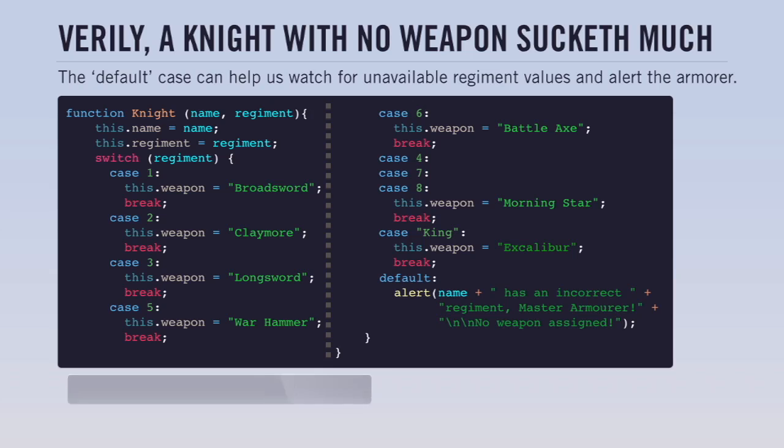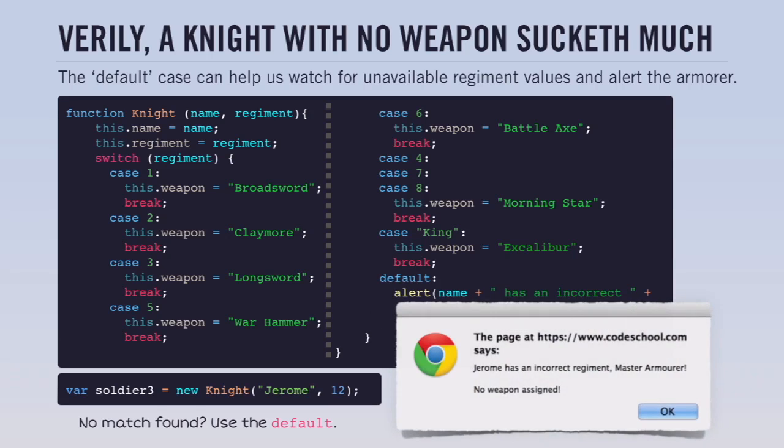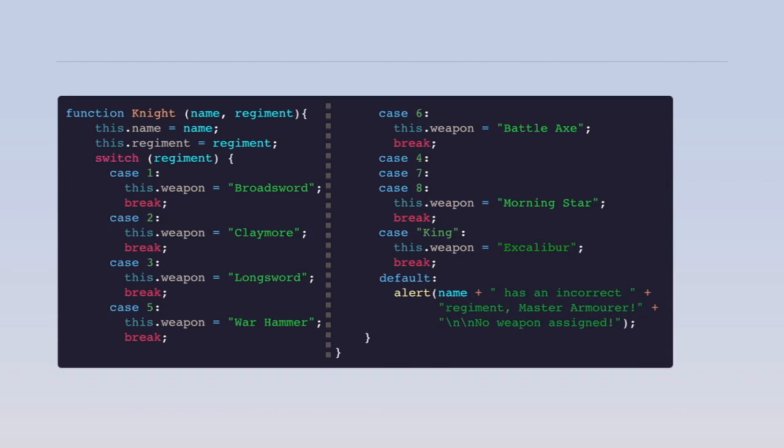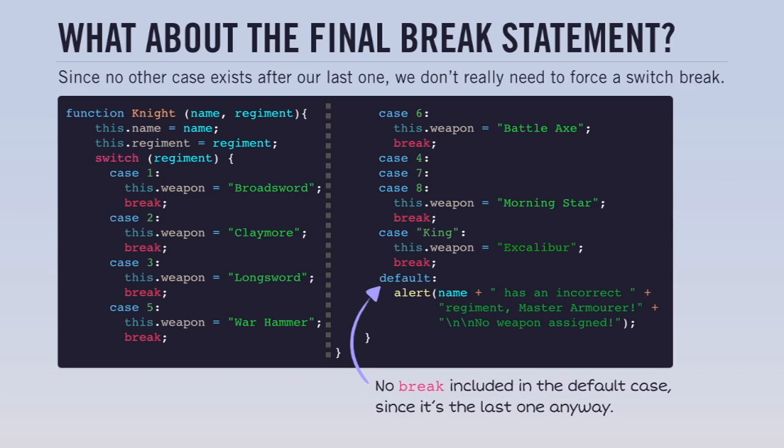So now, if we try to make a new knight object for this guy Jerome, and we try to pass in Regiment 12, of which there is none, the default case is going to be taken by the switch block, and the armorer will get a nice alert that says, yo man, fix Jerome, because that guy ain't got a regiment yet. You may notice on our default case that there is no break statement. What about that final break statement? Well, since no other case exists after our last one, there will be no other executable code inside of the switch block, so that last break statement is optional.